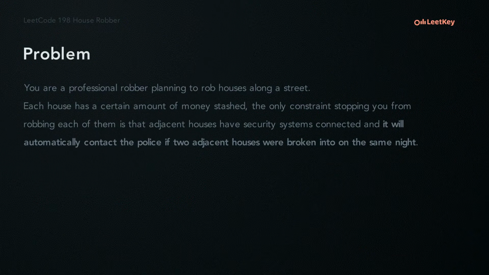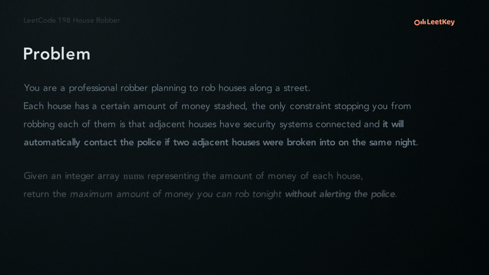The problem states, you are a professional robber planning to rob houses along a street. Each house has a certain amount of money stashed. The only constraint stopping you from robbing each of them is that adjacent houses have security systems connected, and it will automatically contact the police if two adjacent houses were broken into on the same night. Given an integer array nums representing the amount of money in each house, return the maximum amount of money you can rob tonight without alerting the police.